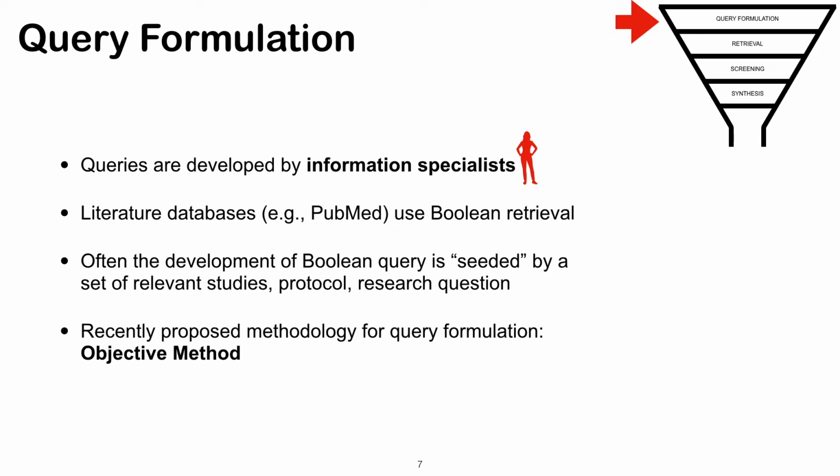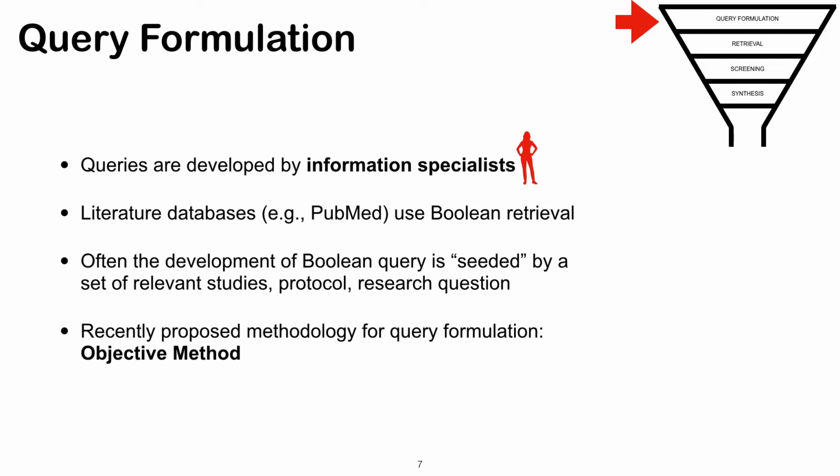All of these literature databases use Boolean queries and Boolean retrieval as a consequence to allow information specialists total control over the search system. Often the development of a query is seeded by a set of known to be relevant studies, a protocol for the systematic review, and a research question.